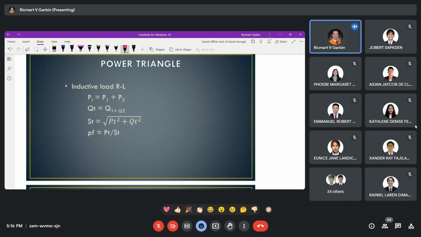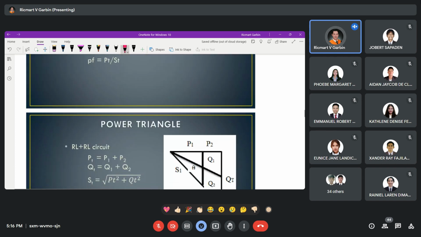Kapag inductive load, RL, ang power total natin ay P1 plus P2. Ang Q total ay Q1 plus Q2. Tapos, ang S total ay equal to the square root of PT squared plus QT squared. Or ang power factor natin ay ang total real power divided by the total volt-ampere na power. Hindi na natin masyadong pag-uusapan ito.